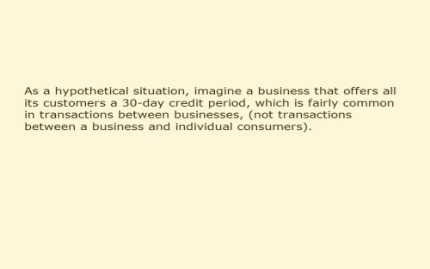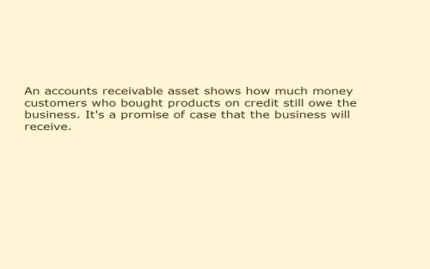As a hypothetical situation, imagine a business that offers all its customers a 30-day credit period, which is fairly common in transactions between businesses, not transactions between a business and individual consumers. An accounts receivable asset shows how much money customers who bought products on credit still owe the business. It's a promise of cash that the business will receive.